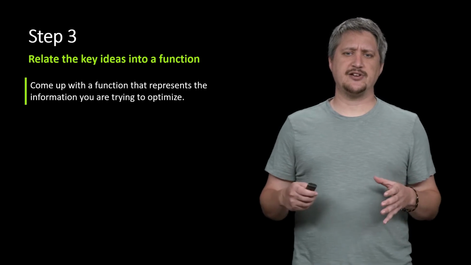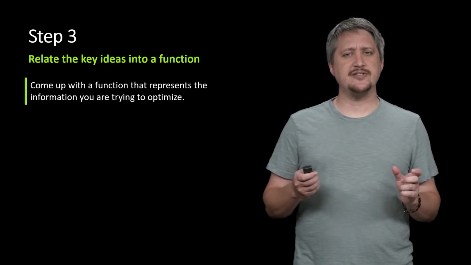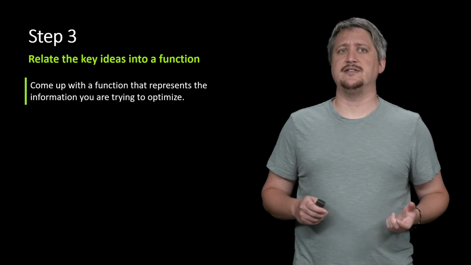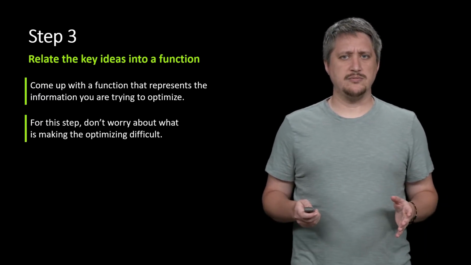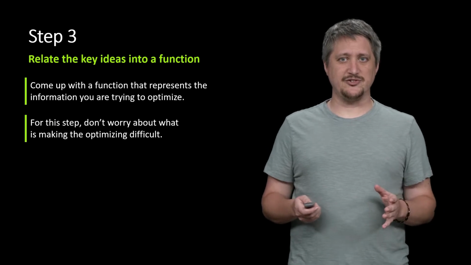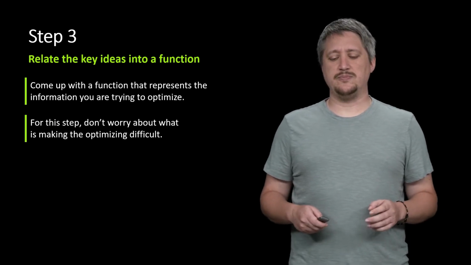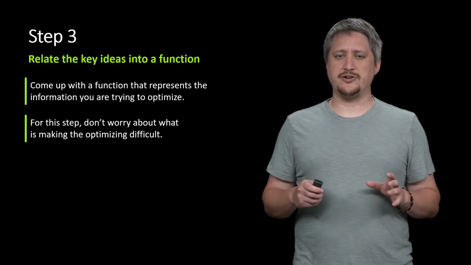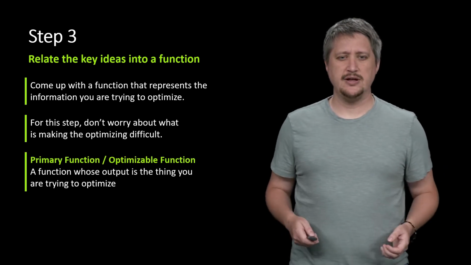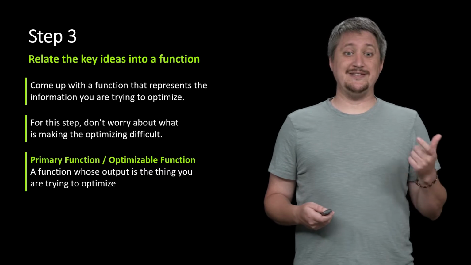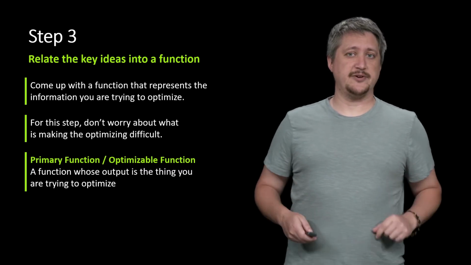Step 3, we want to relate the key ideas into an actual function or formula. So the idea here is to come up with some function that represents the information that you're trying to optimize. Importantly for this step, we don't have to worry about whatever it is that's making that optimization difficult, right? So we want to come up with what is often called a primary function or an optimizable function. And that's a function whose output is the thing you're trying to optimize, right?